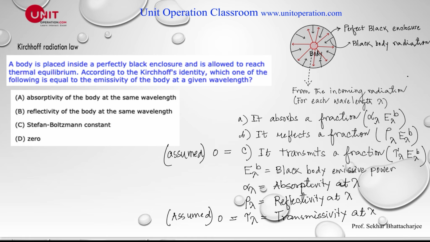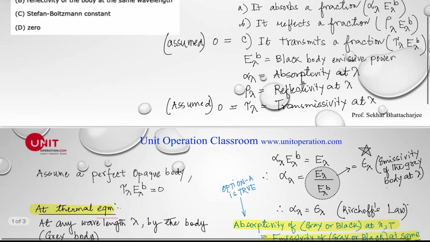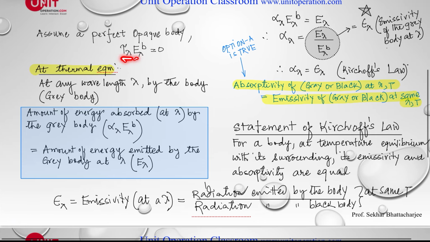This is the situation, and we have to find out the emissivity of this body at a certain wavelength. As we said, this is going to be a perfectly opaque body, so the transmissivity is equal to 0. At thermal equilibrium, at any wavelength lambda, the body is emitting radiation at all possible wavelengths.